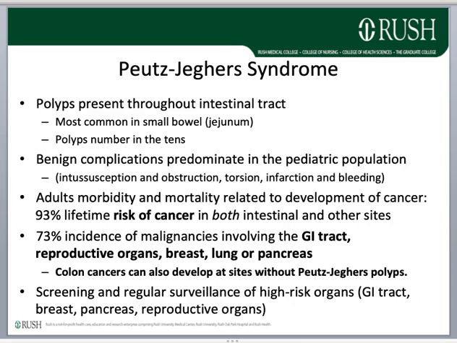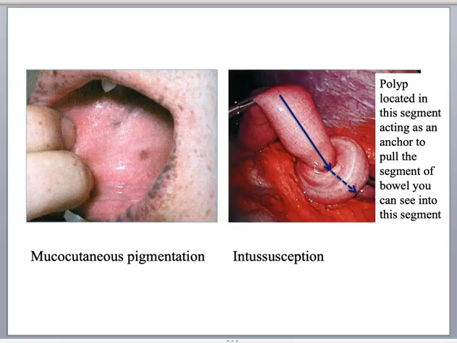These are two images demonstrating the mucocutaneous pigmentation that's characteristically seen in Peutz-Jeghers syndrome. Notice these macules on the dorsal surface of the tongue, and all these pigmented macules around the mucosal portion of the lips.